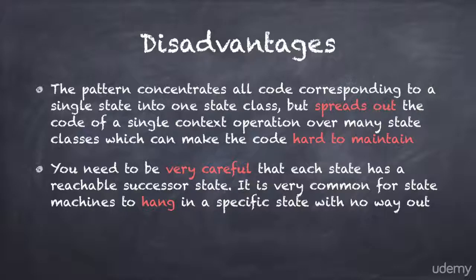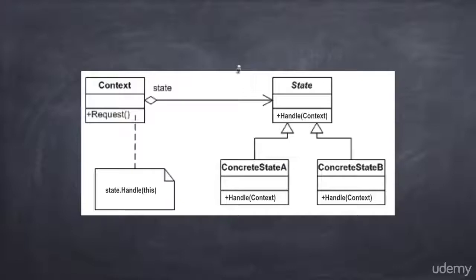Okay, here is the UML diagram of the state pattern. I will start with the state class. This is an abstract base class that declares the methods that need to change their behavior due to changes in the internal state. In the diagram, only a single method has been drawn, called handle. The method takes a single argument, which is the reference to the current context.